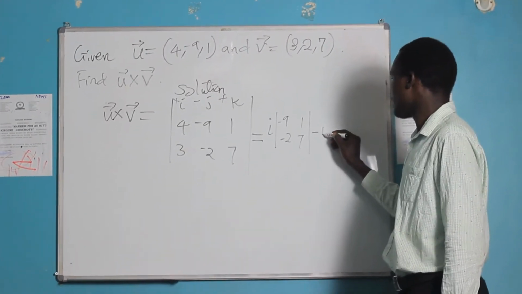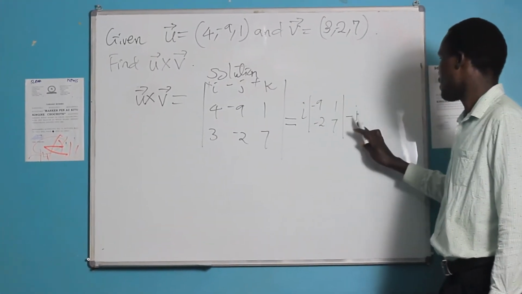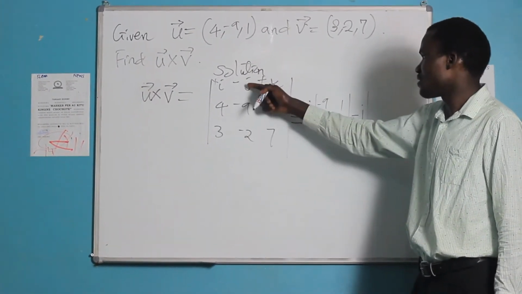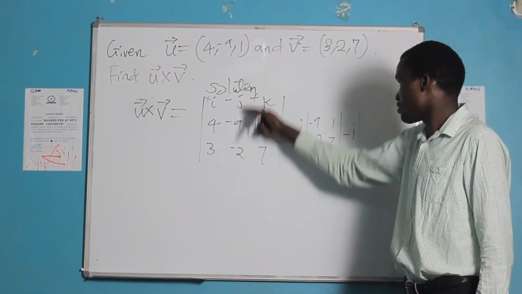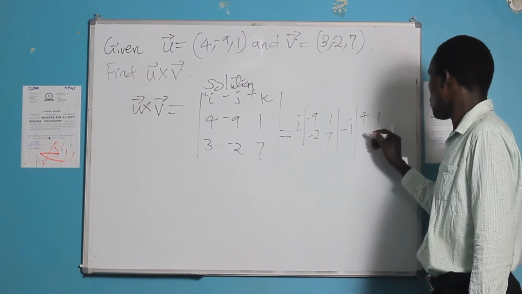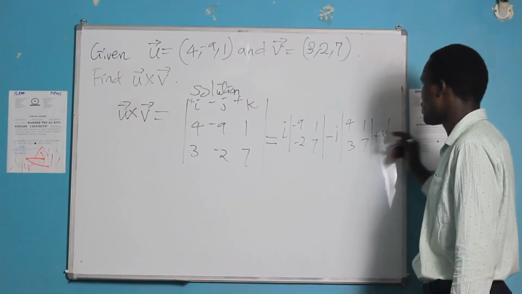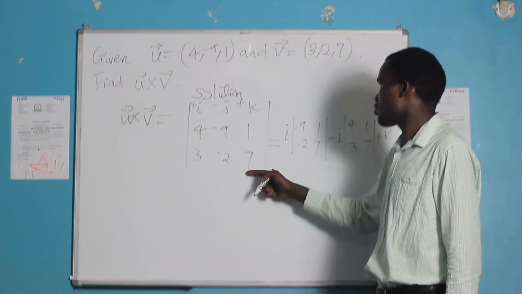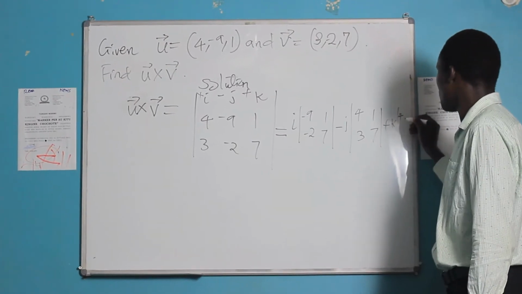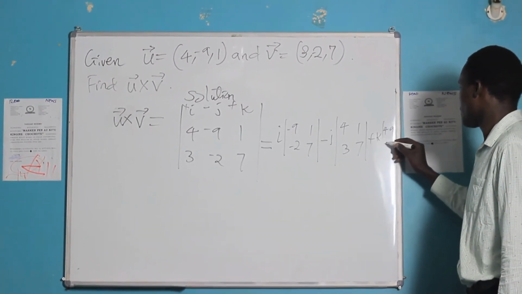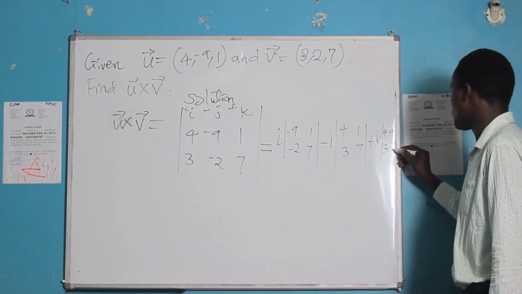And then here, -j. This negative applies here. So again, you hide the row and column of this j. Remain 4, 1, 3, 7. And then k, you hide this row and this column. Remain with 4, -9, 3, -2.